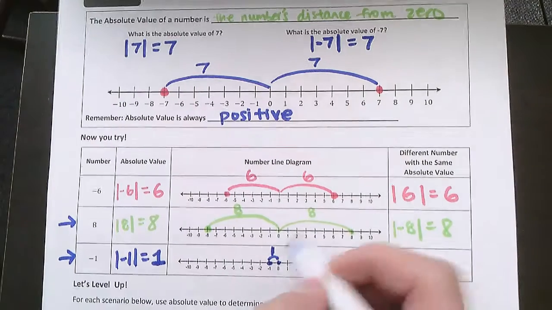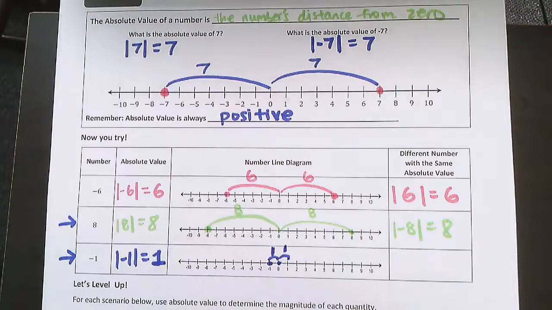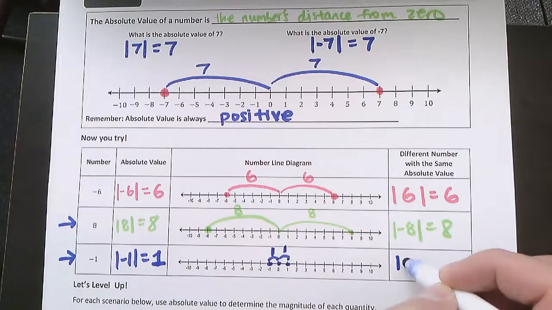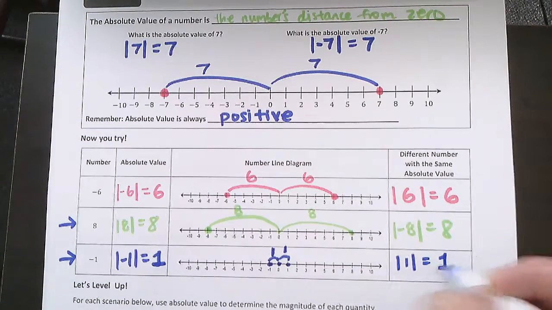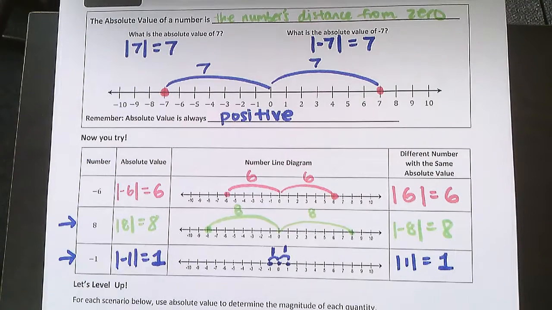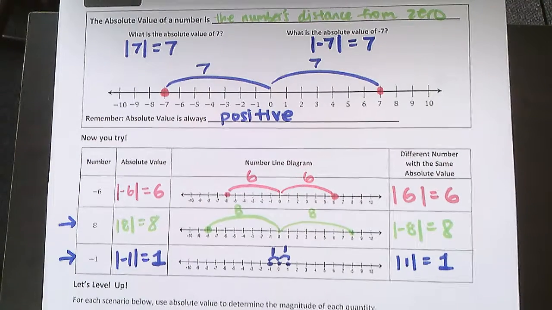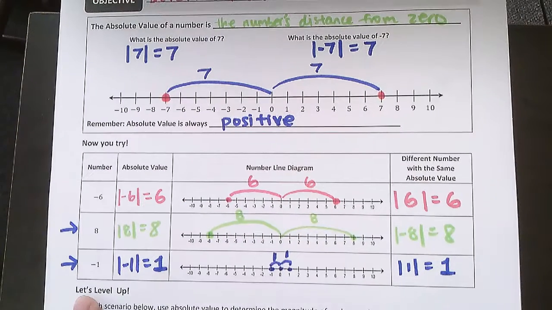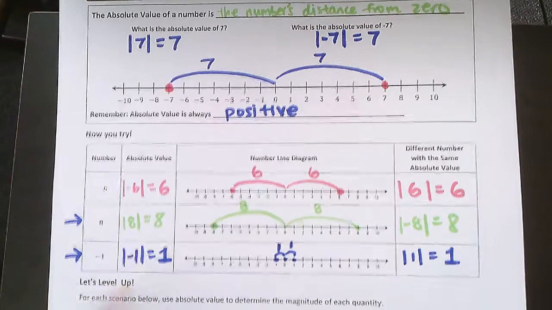What other number also has a distance of 1? Well, we go the other way to positive 1. So positive 1 also has an absolute value of 1. If you got both of those on your own, 4 gold stars for you. And now, let's level up.